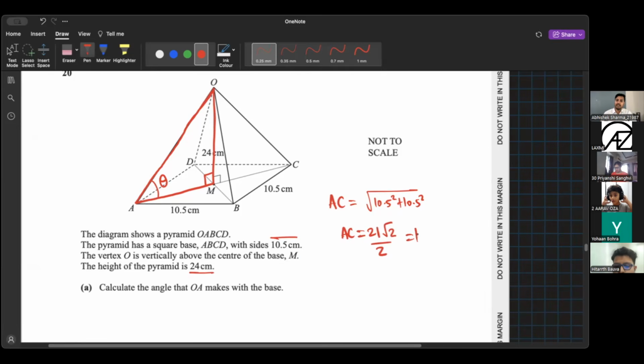Into half, which is ideally 10.5 root 2, but we should not write like this. It is 21 upon 2 root 2. Let's not write like this. 21 root 2 upon 2 is the length of AC. What will be AM? AM will be half of AC, 21 root 2 upon 4. 21 root 2 upon 4.